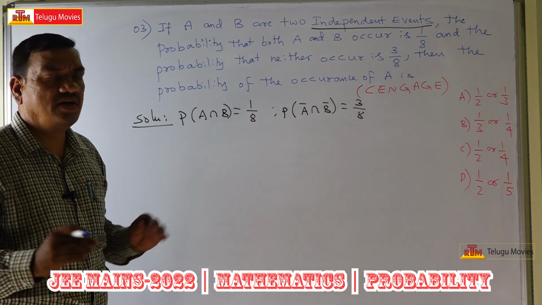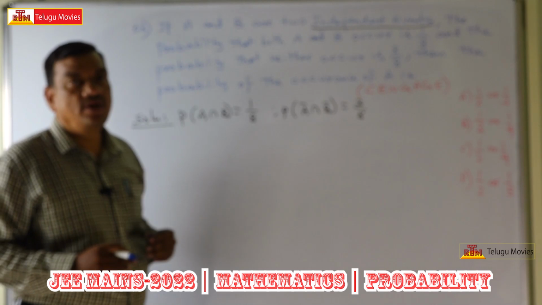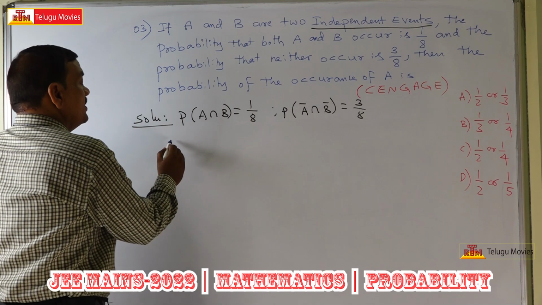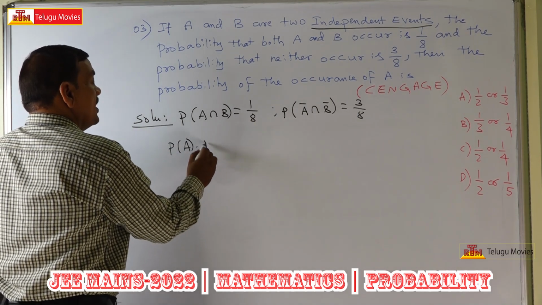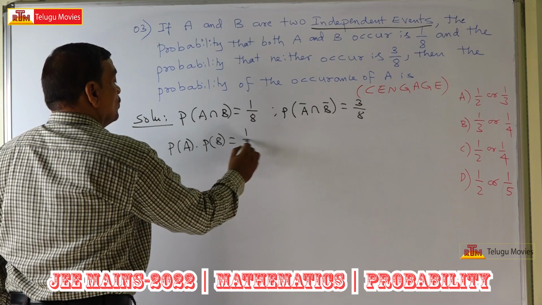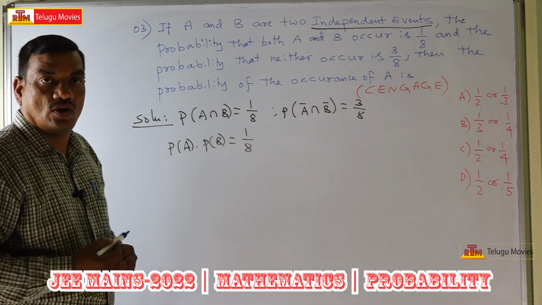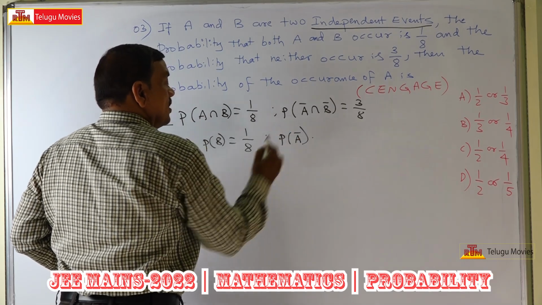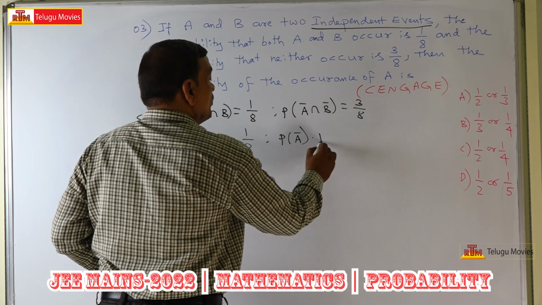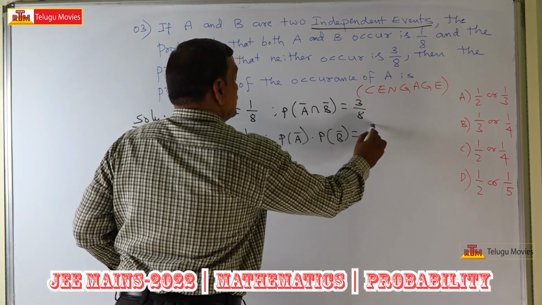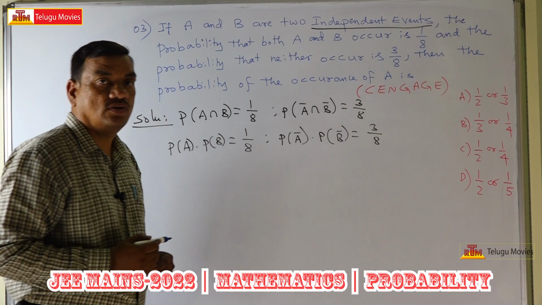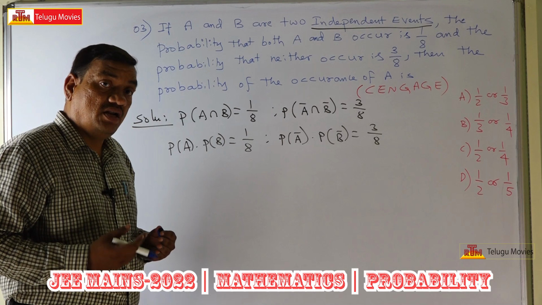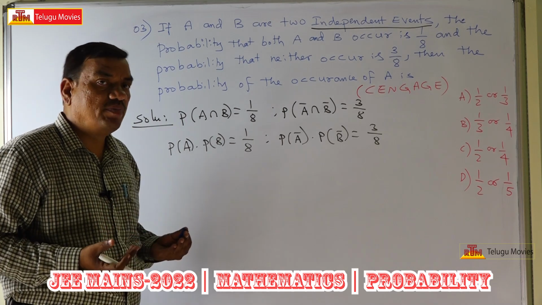The question is very clear, right? It's given that A and B are two independent events. Just now I told you, if A and B are two independent events, we have probability of A times probability of B equal to 1 upon 8. Here also, probability of A complement times probability of B complement is equal to 3 upon 8. Why? Because if A and B are independent events, then A complement and B complement are also independent events.